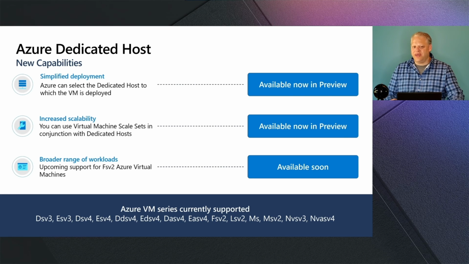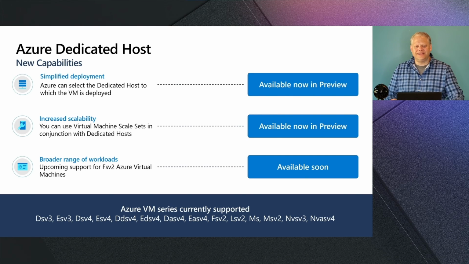And then ongoing, we will continue to add additional machine sizes and SKUs into the dedicated host. Specifically, the next one that will be coming up is the FV2 series running on Cascade Lake-based dedicated hosts for your compute-intensive workloads.